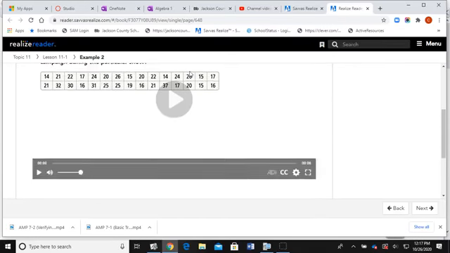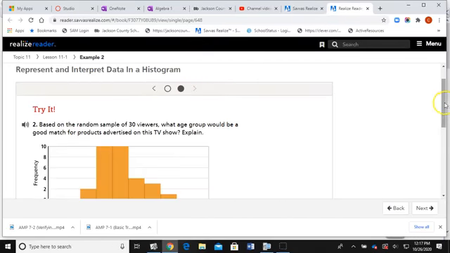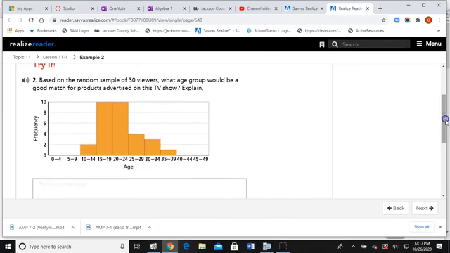Shh. Y'all listen. All right. So here's our histogram we just made. Based on the random sample of 30 viewers, what age group would be a good match for products advertised on this TV show? Explain. Now notice, what is my range for all of them?